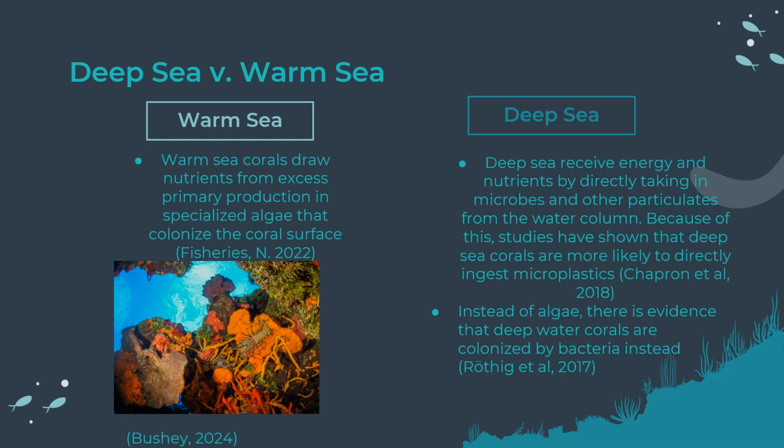While both coral types, warm water and cold water, are crucial to their ecosystems, they function in different ways. The surfaces of warm coral are colonized by specialized algae called zooxanthellae, and the coral receive nutrients from excess produced by the algae. Cold water coral directly take in particles from the water column, leaving them susceptible to microplastics. Additionally, they may be colonized by bacteria instead of algae.